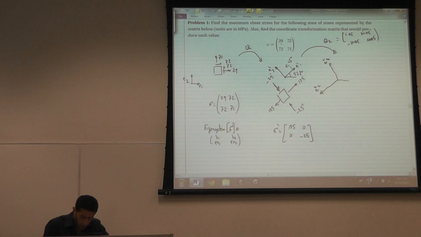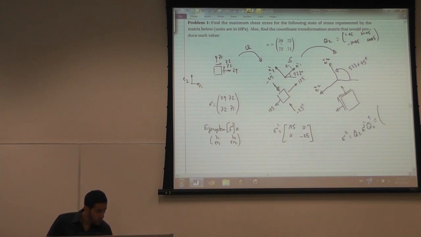Which means I'm using another coordinate system, E double prime 1, E double prime 2, where this angle is equal to 53.3 plus 45 degrees. In this new coordinate system, the stress matrix sigma double prime is equal to Q2 sigma prime Q2 transpose. And if you do the calculation, you'll end up with 15, negative 75, negative 75, and 15. And this negative 75 is equal to 125 minus negative 25, which is 150, divided by 2.